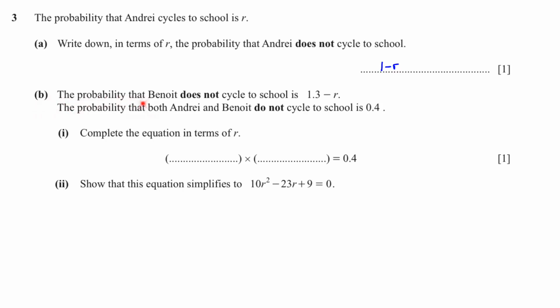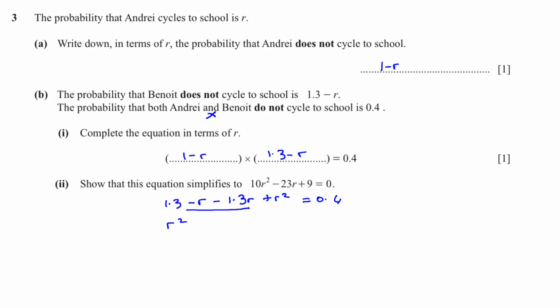Part B. The probability that Benoit does not cycle to school is 1.3 minus r. The probability that both Andrei and Benoit do not cycle to school is 0.4. When the word and comes in probability, it means we multiply. So what is the probability of Andrei? 1 minus r. And of Benoit, 1.3 minus r. We have to expand this bracket. We will multiply 1 by 1.3, then 1 by negative r, and then negative r by 1.3 and negative r by negative r. Negative and negative will become positive, equal to 0.4.